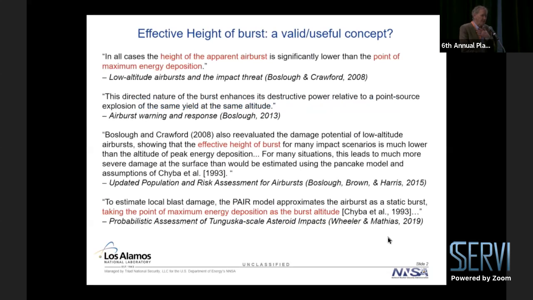I went back to try to remember what I had said in published papers and abstracts and so forth. And I really wasn't using the term effective height of burst. At that conference 12 years ago, I used apparent height of burst, and I was talking about what it appeared to be like from directly beneath. I was running 2D axially symmetric simulations, and my claim was it was significantly lower than the point of maximum energy deposition.